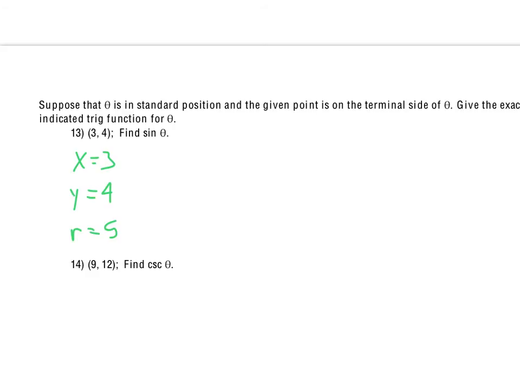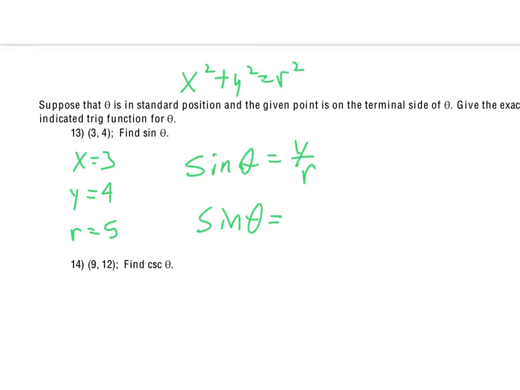If not, again, you can use that x squared plus y squared equals r squared, or some form of that in order to find r. And then my sine, remember sine is y over r. So the sine of that theta would be y over r, so 4/5. Make sure if you need to, you reduce that fraction down.